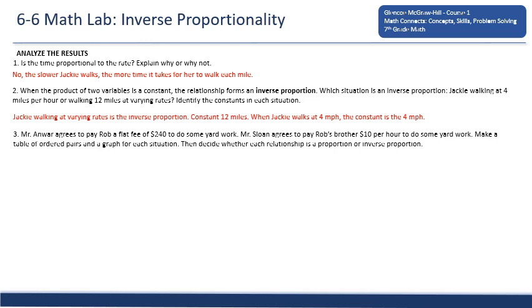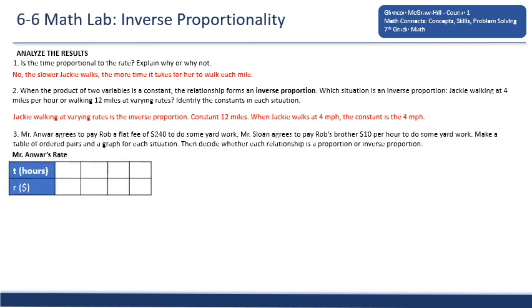Mr. Anwar agrees to pay Rob a flat fee of $240 to do some yard work. Mr. Sloan agrees to pay Rob's brother $10 per hour to do some yard work. Make a table of ordered pairs and a graph for each situation, then decide whether each relationship is a proportion or inverse proportion.